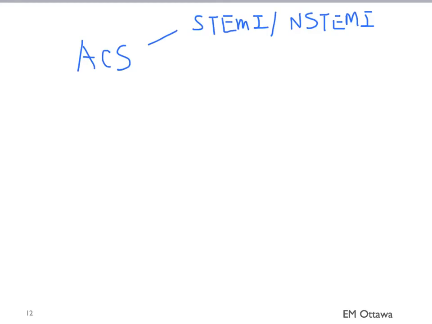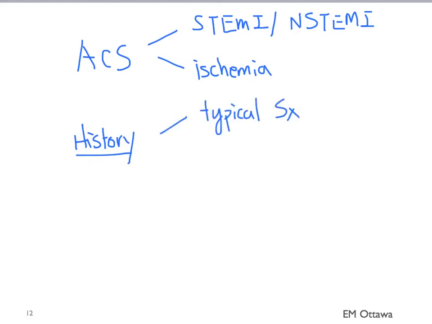In summary, we discussed the presentations of ACS. Remember that ACS include myocardial infarction with or without ST elevation on EKG, and myocardial ischemia, and that history is key in diagnosis of patients with ACS. While the typical symptoms will be very helpful for us, patients can often have atypical symptoms, in particular in the elderly, female, and patients with diabetes.